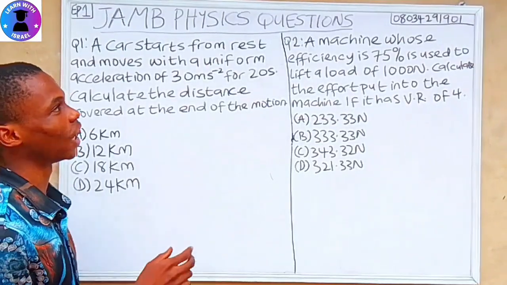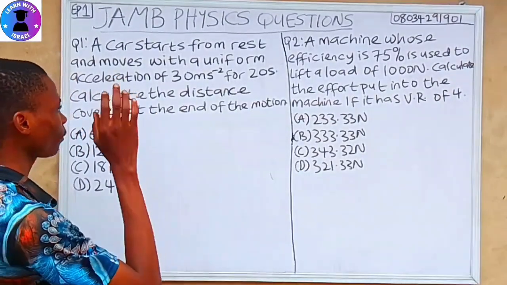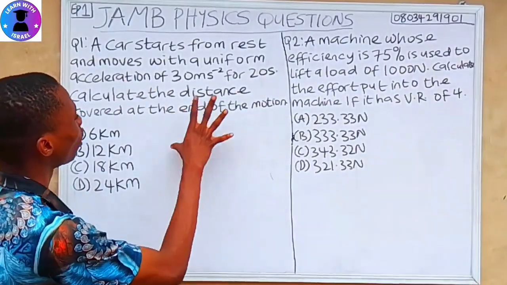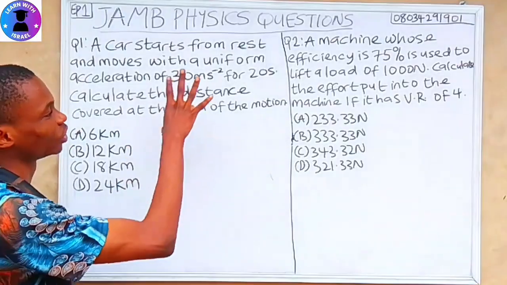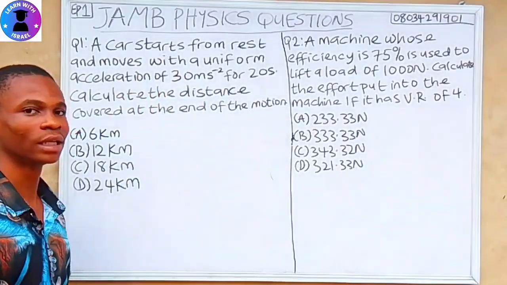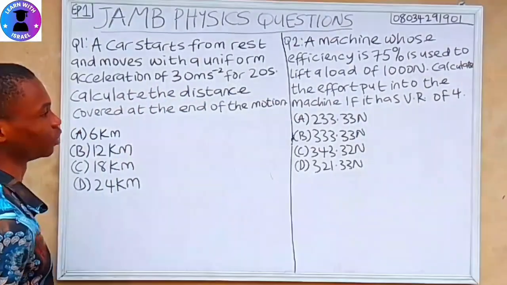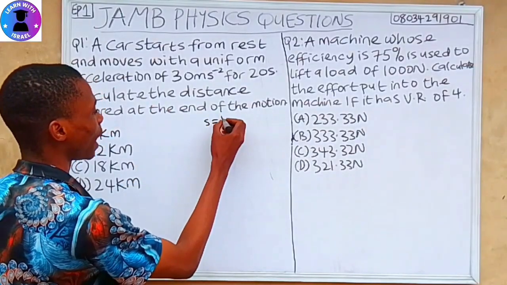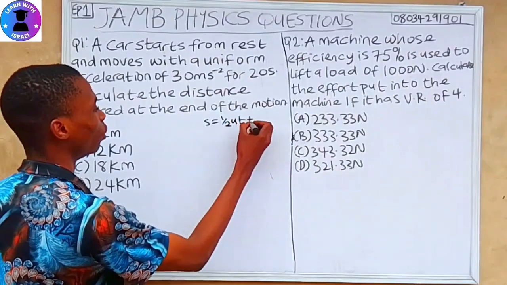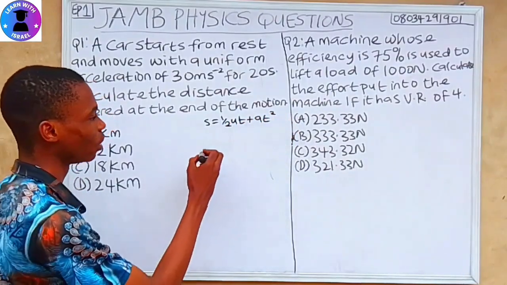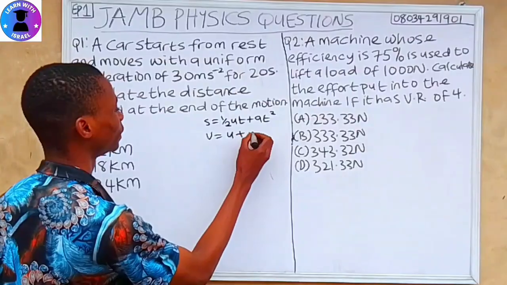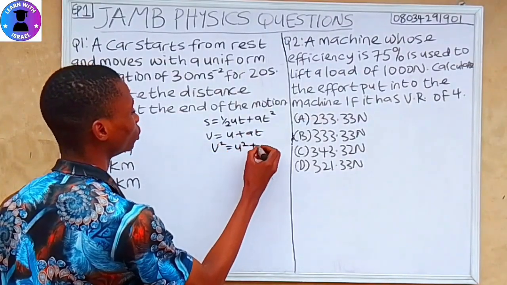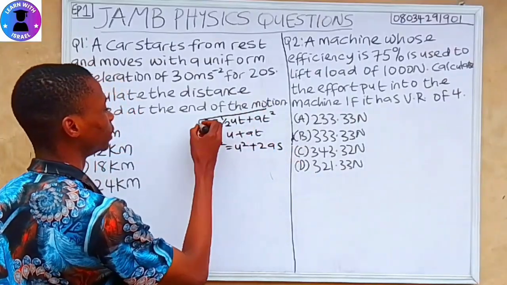We can't know our answer now except we solve this question. Before solving any question, we need to know the topic where it emanates from. The topic of this question is motion, and we have 3 formulas to solve it. Let me write them out. The first one is S = ut + ½at². The second one is V = u + at. The third one is V² = u² + 2as. So these are the 3 formulas.